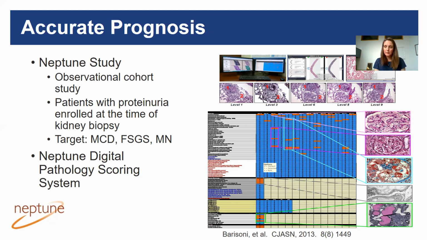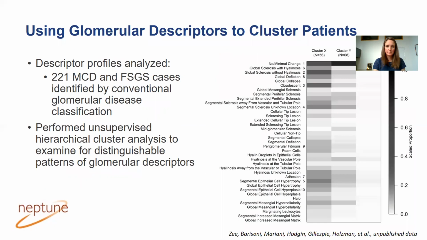And so they not only score the glomeruli, but they score the interstitium and the electron microscopy. And what that leaves you with is a really rich characterization of the whole biopsy of these patients. And you can link it to the other data domains that we have in Neptune.